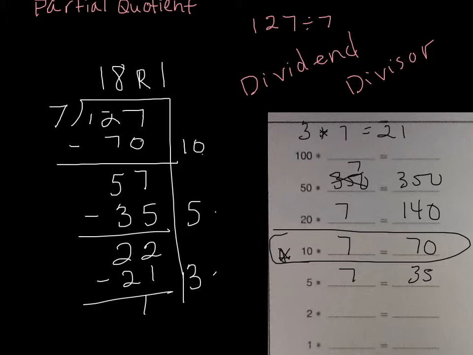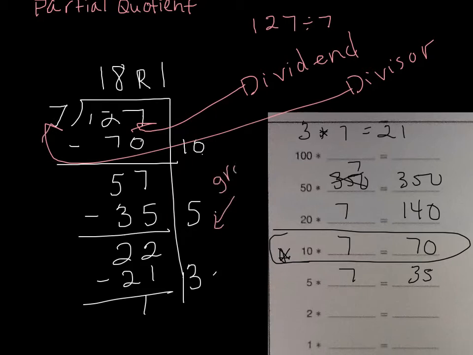So when we do this, keep in mind that your dividend's in the middle. Your divisor is what you're dividing by. These are your groups that you've taken out. And the bottom number, that's your remainder.